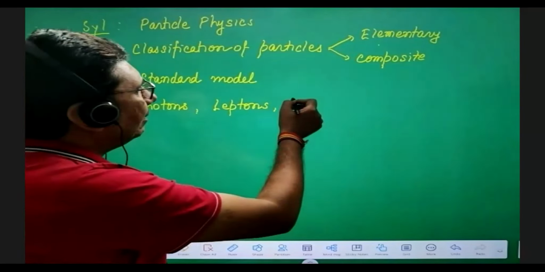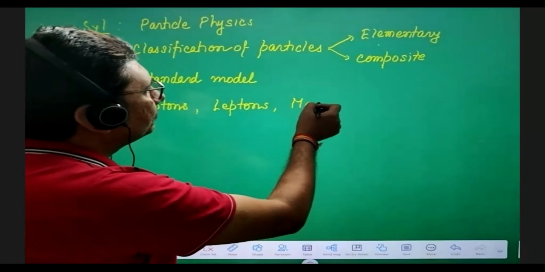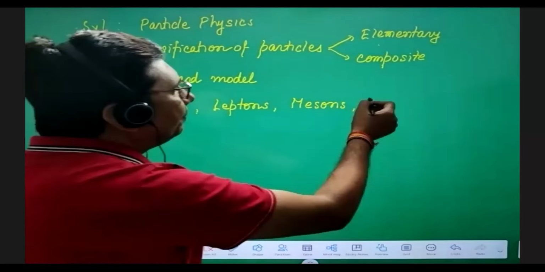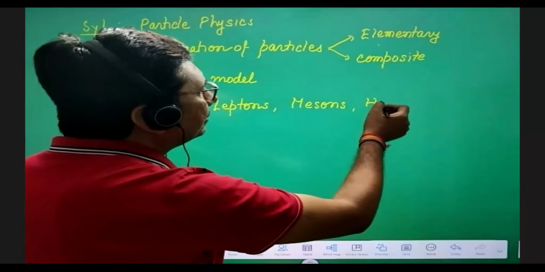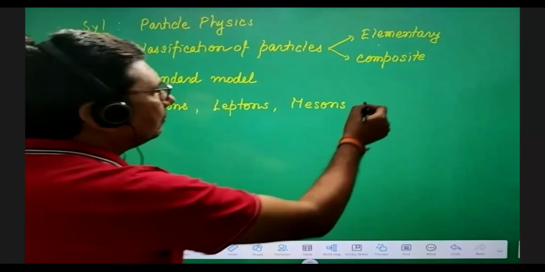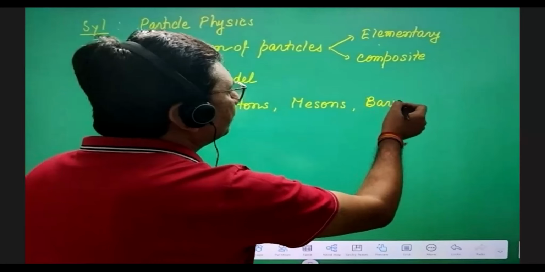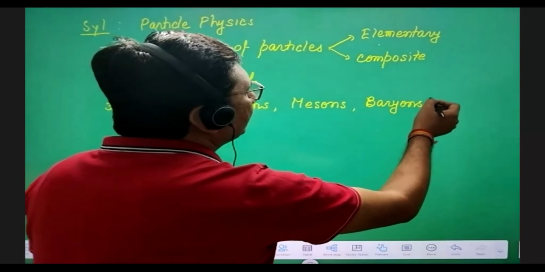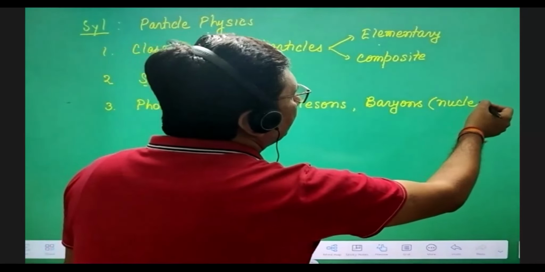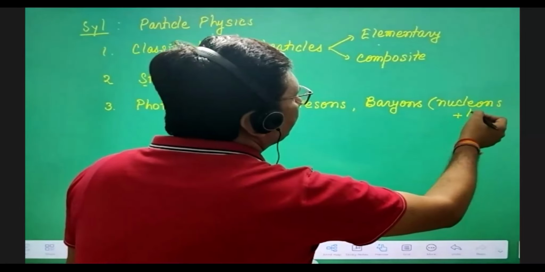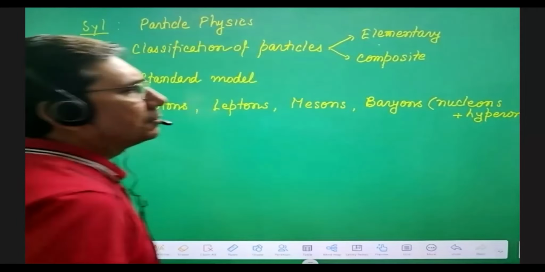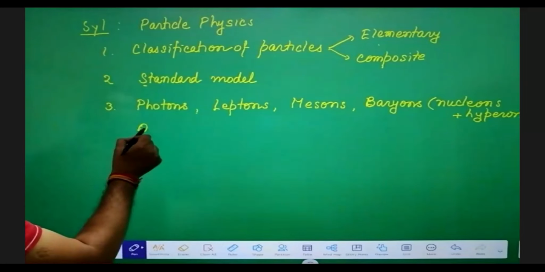After that, after leptons, we will discuss mesons, and then baryons, I can say. I write it in another way. They are baryons, which are of two types. Okay? Baryons will be nucleons plus hyperons. Nucleons plus hyperons. And quarks. Last will be quarks.